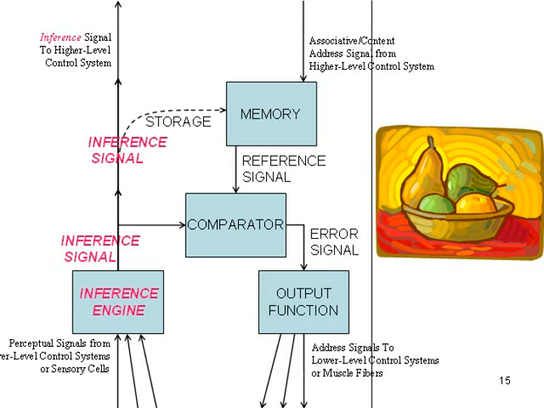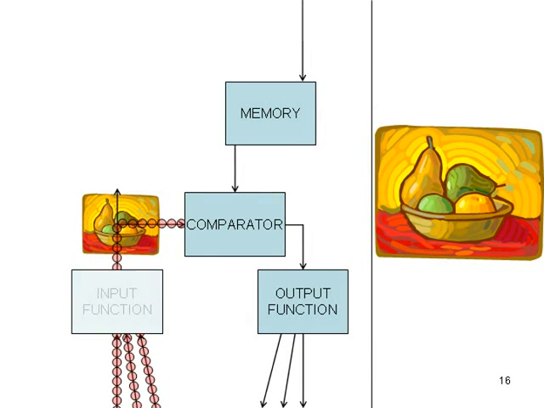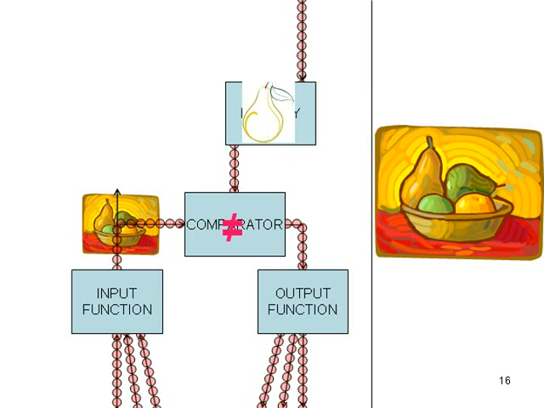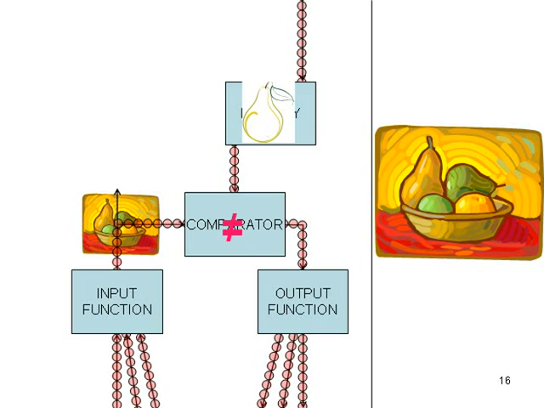To illustrate how the levels work together, suppose that the configuration level module, which is inferring the fruit bowl, gets Googled by a higher level module with an address signal eliciting pair from its memory. In other words, it's being told, control a perception, that is, obtain and maintain a perception of a pair. Not close enough. Your configuration level module's comparator sends out an error signal, telling its output function to address various sensation level modules. But wait a minute.